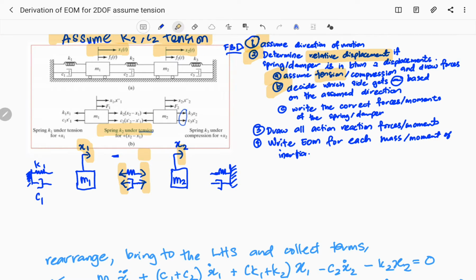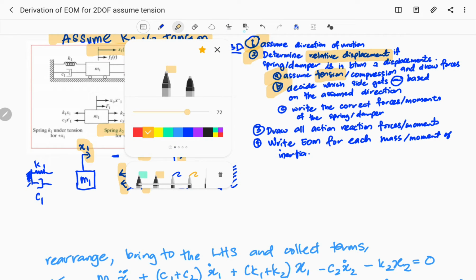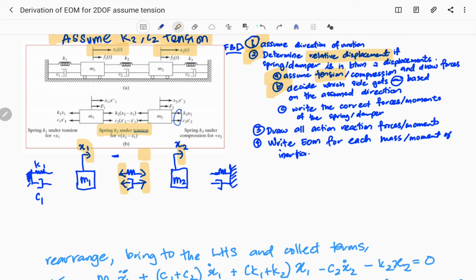So basically you are determining the direction that gets negative. In this case, x1 or x dot 1 gets negative. Then after you put the plus minus sign on each side of this spring and the damper, the next step is to write the correct forces on all the springs, not just that one, but all the springs.